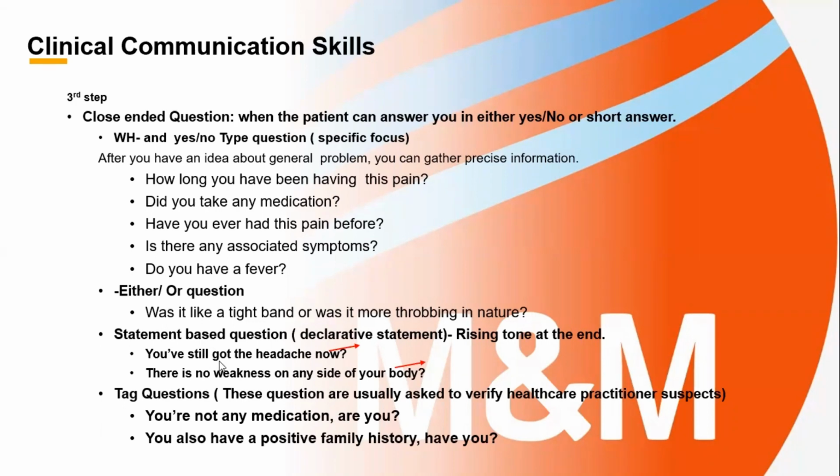We can also have a statement-based question, which includes a declarative statement with a rising tone at the end of the statement. "We still got the headache now." Let's say we have a high tone over here, right? "We still have the headache now," for example. We have the high tone over here. Okay, so afterward, you can say, "There is no weakness on any side of your body." We have the high tone over here. "There's no weakness on any side of your body." We have the high tone over here.